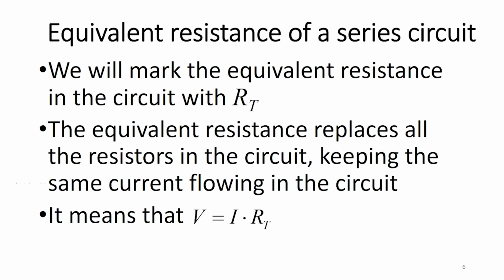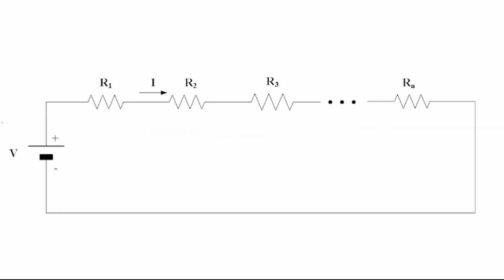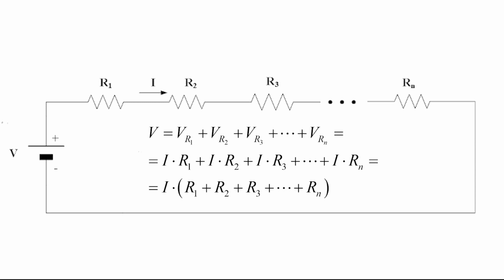We will mark the equivalent resistance in the circuit with RT. The equivalent resistance replaces all the resistors in the circuit, keeping the same current flowing in the circuit. It means that V equals I times RT. On the other hand, the source voltage equals the sum of the voltage drops on all of the resistors. V equals VR1 plus VR2 plus VR3 and so on until plus VRn.